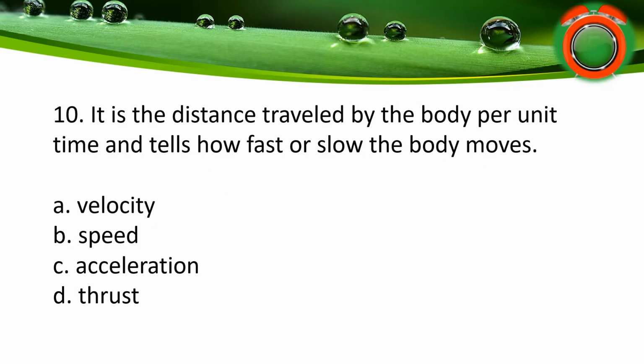Number 10 question. It is the distance traveled by the body per unit time and tells how fast or slow the body moves. A. Velocity, B. Speed, C. Acceleration, D. Thrust.